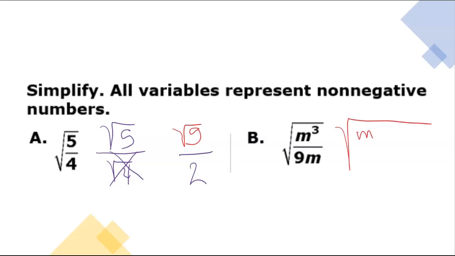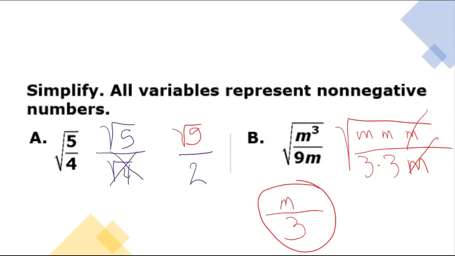Okay? Now let's look at this one. Now we have m on top. And we have 9, which is 3 times 3, and then another m on the bottom, right? These m's are going to cancel. These m's will go out. 2 become 1. These 3's will go out. M over 3. That makes sense?